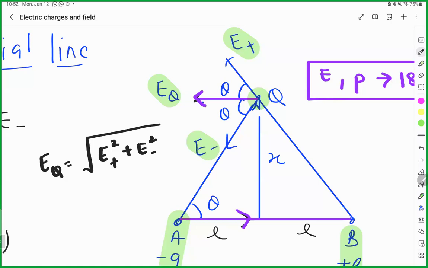Understood, guys? Because of the resultant here, see, in the last situation both were in the same direction. That's why you were taking plus minus only. Here, they are perpendicular to each other. That's why we are taking the square root. Understood?